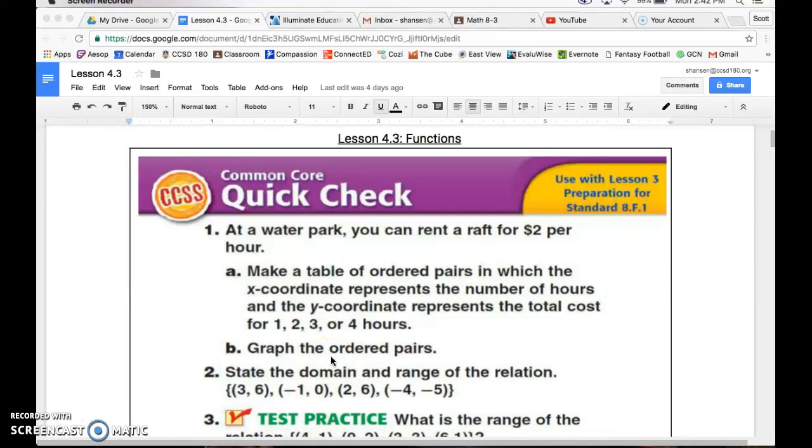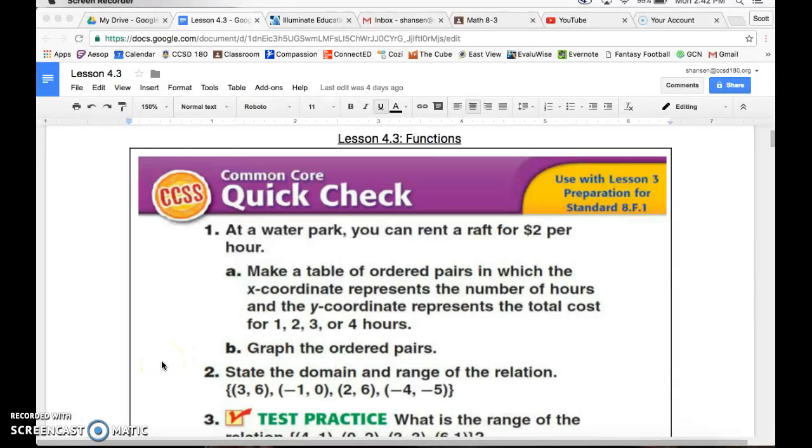This is lesson 4.3, functions. The idea behind this is to go at your own pace. If you need to rewind, play something back, pause, whatever the case may be, then go ahead and do that and kind of learn at your own pace here and proceed accordingly.